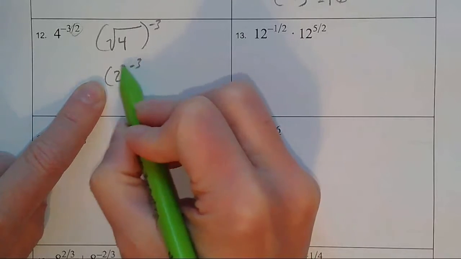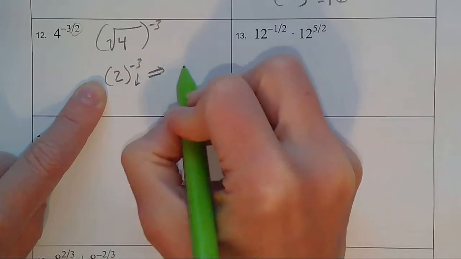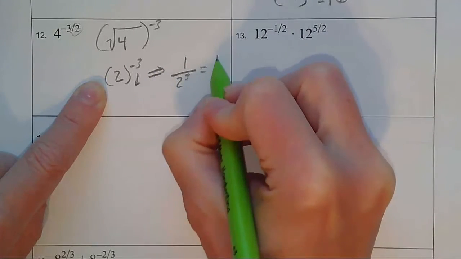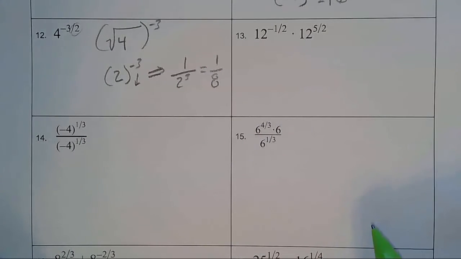Well, don't forget, negative exponents mean move that guy downstairs. So that's an equal sign there. So this is going to be 1 over 2 cubed, which 2 cubed is 8. Okay? All right, that's kind of all of those.